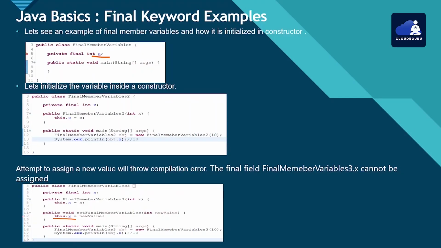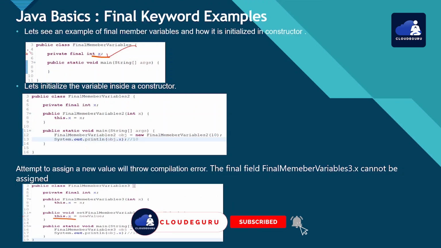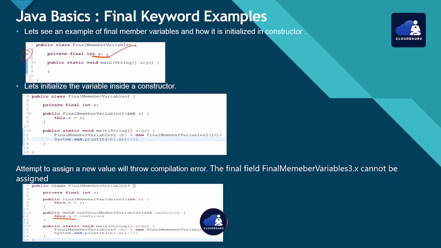Now let's see an example. Here we are making x a final member variable. X is a member variable and we are making it final. So you will see, because we are keeping it uninitialized, we are not initializing any value, it is throwing a compilation error.